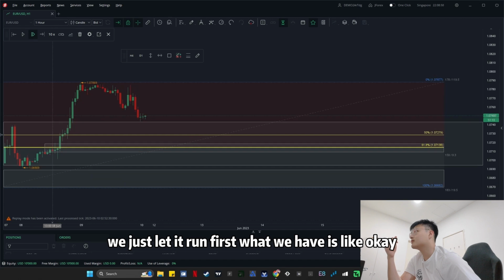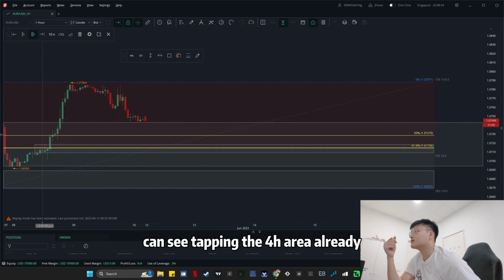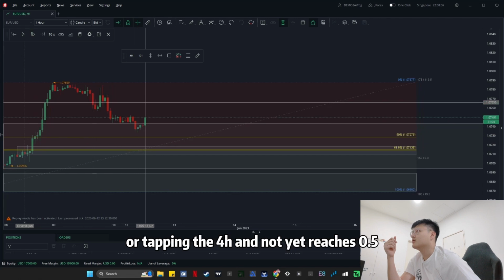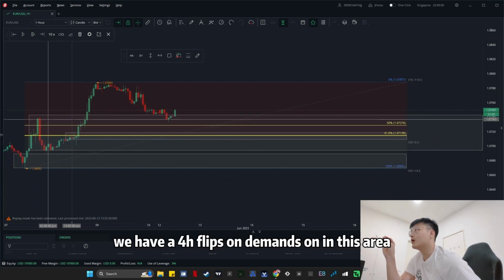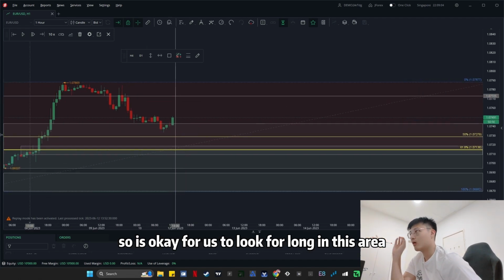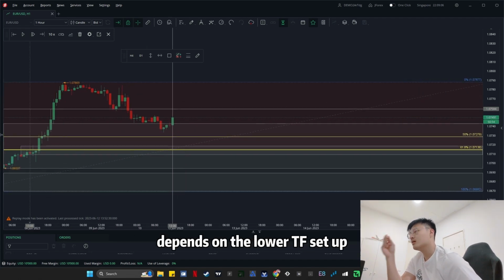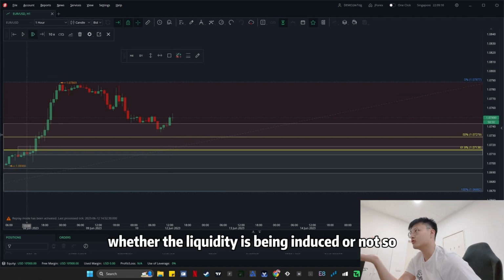What we have is the price tapping the 4 hour area already, not yet reached the 0.5, but remember we have a 4 hour flip zone, demand zone in this area, so it's okay for us to look for longs in this area. It depends on the lower time frame setups, whether it's pretty enough, whether the liquidity is being induced or not.